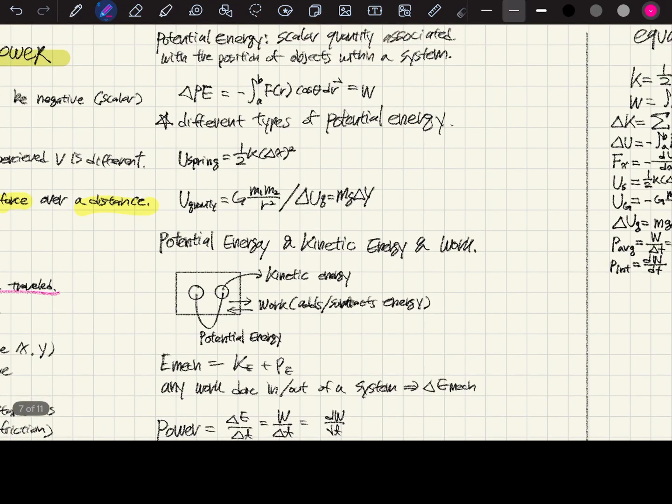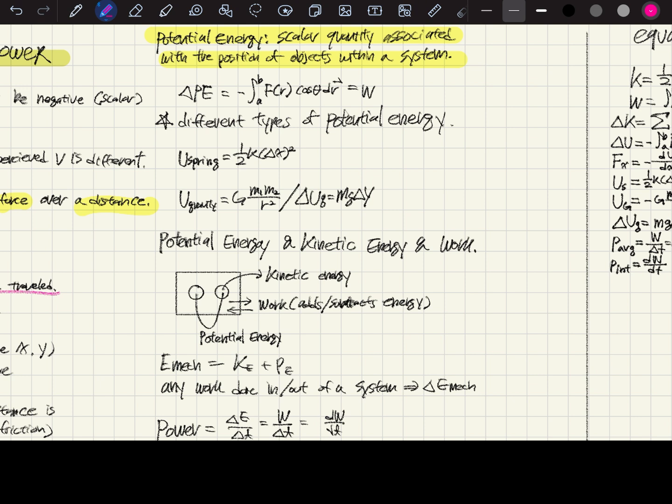So another important thing that we have to think about is potential energy. Potential energy is a scalar quantity, again, because it's energy associated with the position of objects within a system. It has a pretty similar equation, if not identical, just with a negative sign, to the kinetic energy one. And that's because whenever there is an increase in potential energy, there is a decrease in kinetic energy and vice versa.